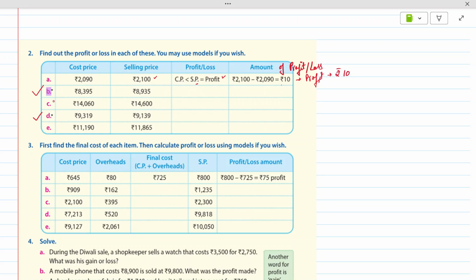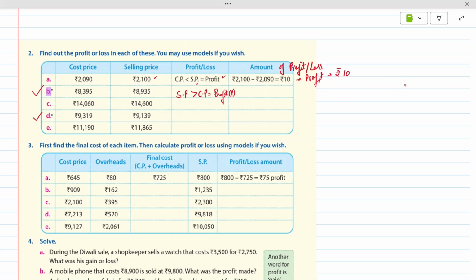Now B part we will do. Here the cost price is 8395 and the selling price is 8935. So again kids, 8935 is greater than 8395, right? So I'm writing here SP is greater than CP. So if selling price is greater than the cost price, it is a case of profit. It is a case of profit. We can also write it as P.